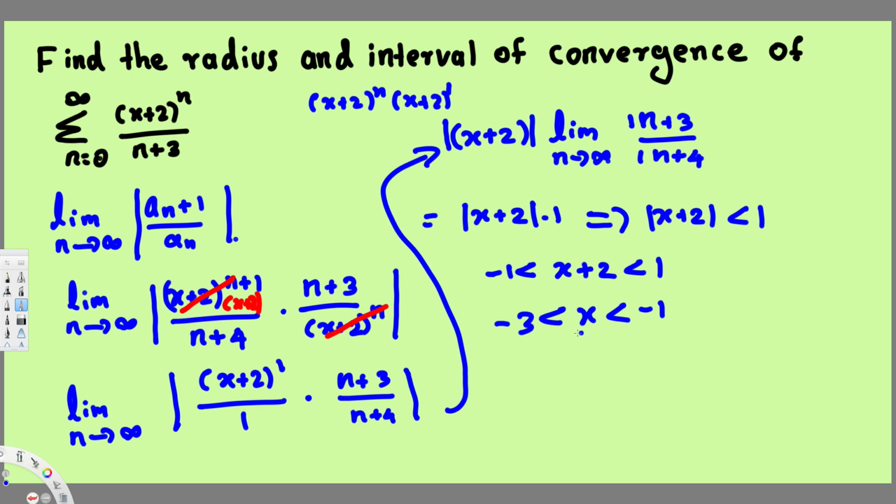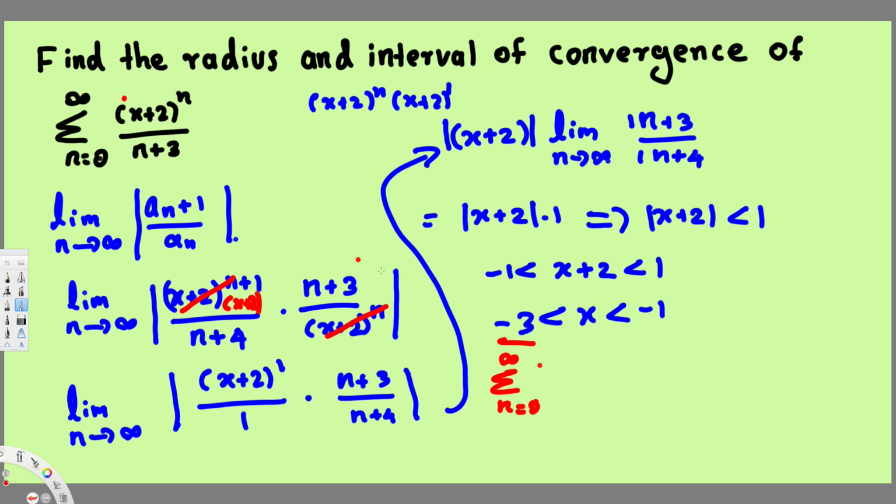Now we have to check whether these endpoints converge or diverge. To find that out, we plug these endpoints into the original equation, that is this one, and find out whether that series converges or diverges. So first of all, let's do it for -3. So we are going to have the summation from n equals 0 to infinity, and then we are going to have -3 plus 2.